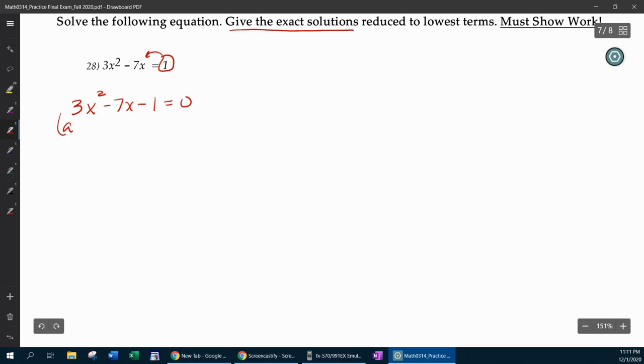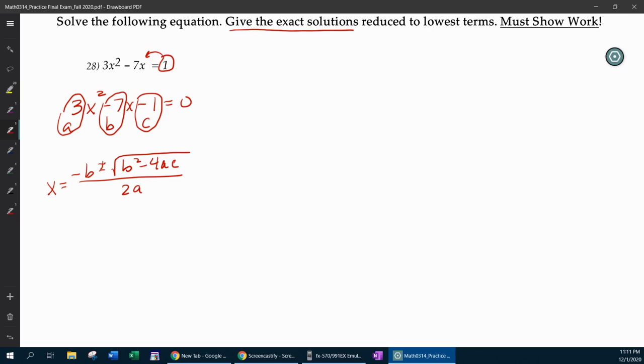I can see that a is 3, b is -7, and c is -1. And we're going to use the quadratic formula, which is x is equal to negative b plus or minus the square root of b squared minus 4ac all over 2a. And since I know a, b, and c, this becomes a plug-and-play problem.